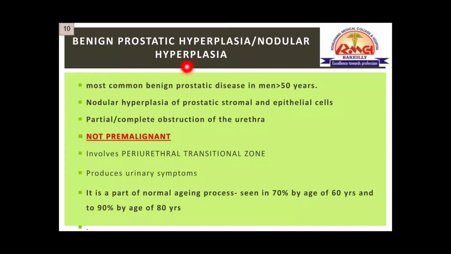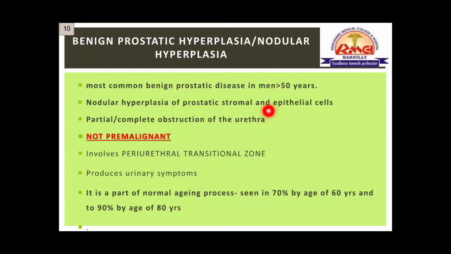It is a very important topic from theory as well as practical point of view. So BPH is the most common benign prostatic disease in men over 50 years of age, and it is nodular hyperplasia. The prostate becomes nodular in shape, so it is called nodular. And hyperplasia means increase in the number of cells. So the prostatic cells increase in number. The prostatic glands, prostatic stroma, increase in number. And because of the nodular enlargement of the prostate, there will be partial or complete obstruction of the urethra.